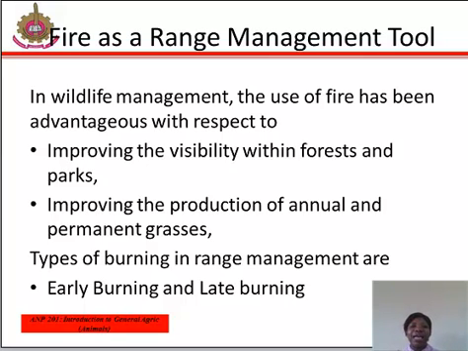We have different types of burning in range management, which are early burning and late burning. The early burning is usually carried out between November and December, mainly to reduce the quantity of perennial grasses, while late burning is done between March and April, mainly to reduce the number of trees, shrubs, and forests within a reserve or a park, and it helps in the regrowth of more perennial grasses.